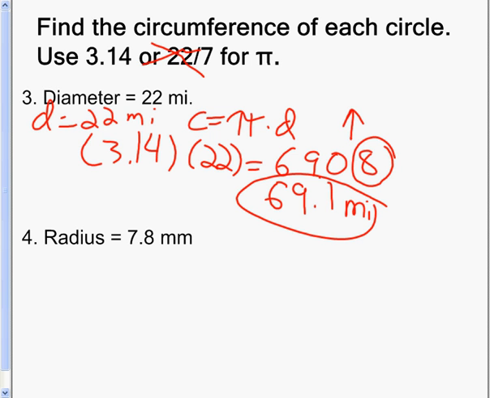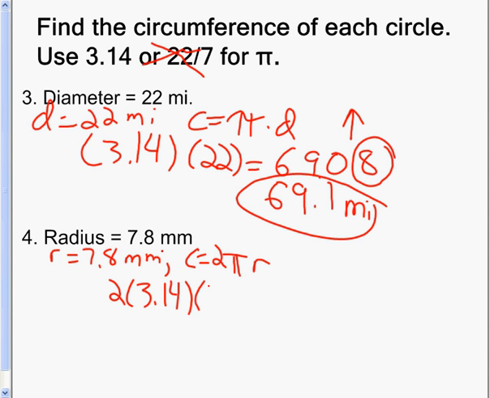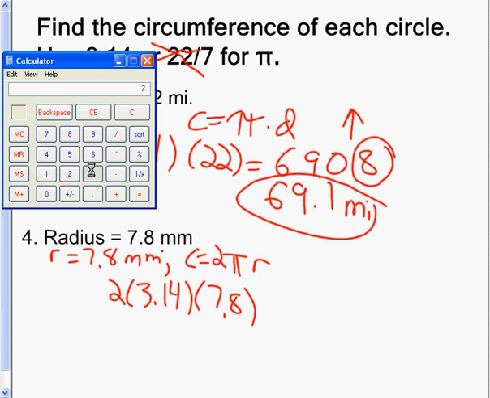Next we have radius equals 7.8 millimeters. And again, circumference equals 2 pi r. Twinkle, twinkle, little star helps us remember that. So 2 times 3.14 times 7.8. We don't want to be using our pi button on our calculator because it's going to give us a little bit of a wrong answer. 48.984.